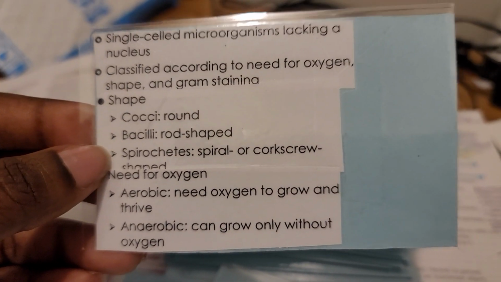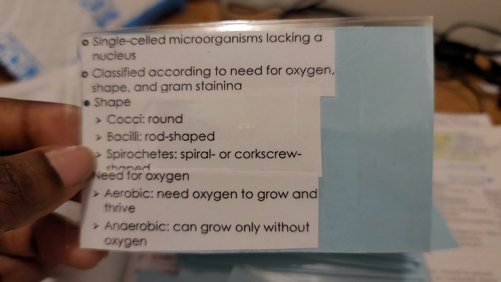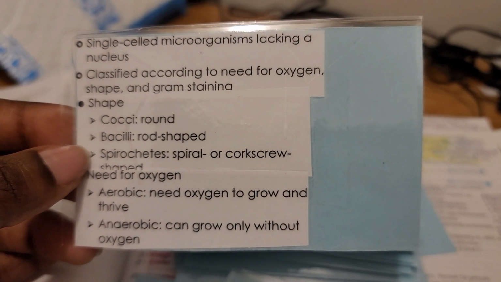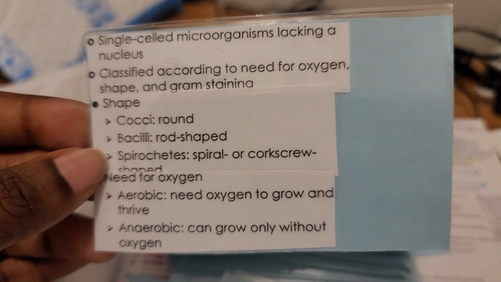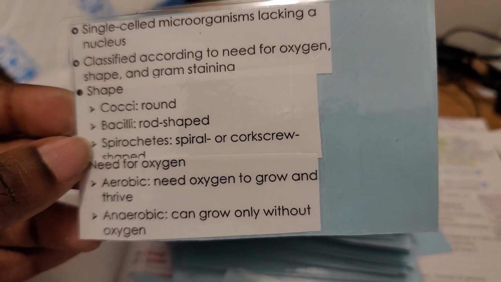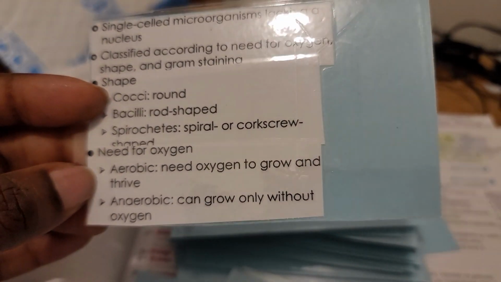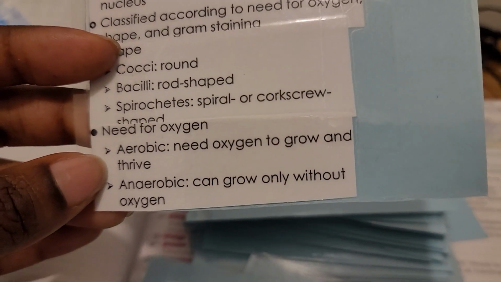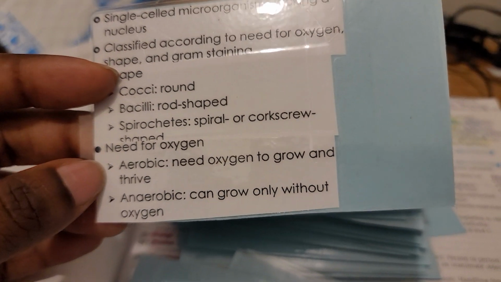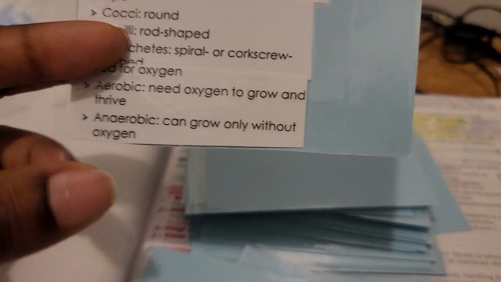Bacteria lack a nucleus and are classified according to need for oxygen, shape, and gram staining. The shapes are cocci, round; bacilli, rod-shaped; and spiral. Need for oxygen is aerobic and anaerobic. Aerobic needs oxygen. Think of aerobic like you at the gym doing aerobics. You need to breathe. Anaerobic can grow only without oxygen.